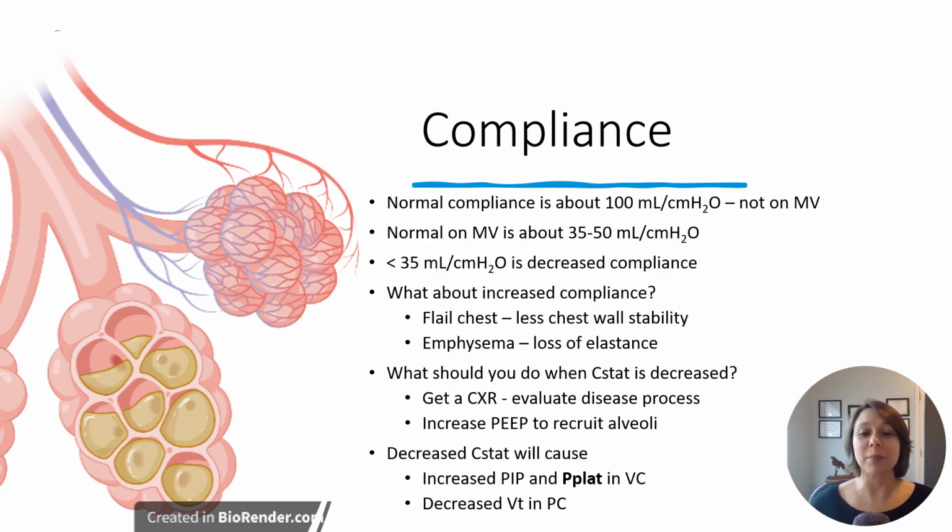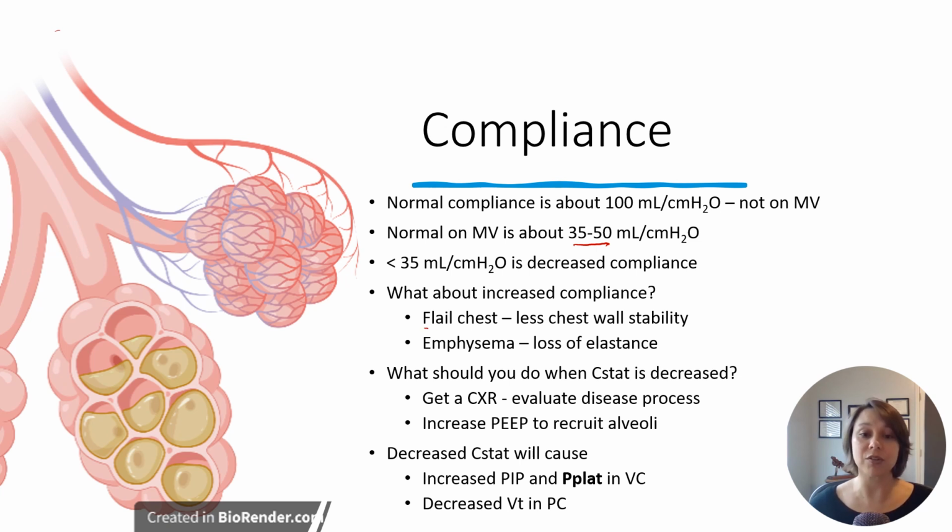Normal compliance is about 100 mLs per centimeter of water when we're not on mechanical ventilation. But when we add positive pressure, we are going to see a reduction in compliance to about 35 to 50 mLs per centimeter of water. Again, I'm less concerned with increased compliance than I am with decreased compliance, but sometimes there are test questions about what causes an increase in compliance. And there are two things that you need to be aware of.